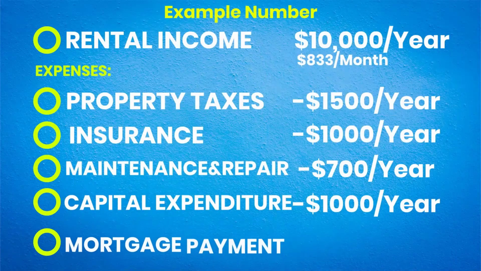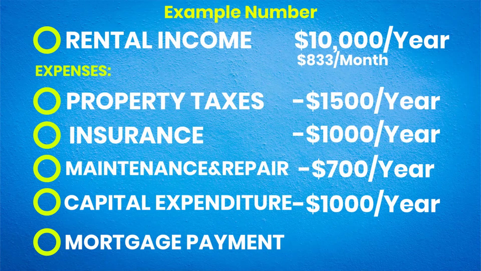All right, and then our last line item here is going to be if we have financing. So if you have a mortgage, you're going to need to subtract the monthly mortgage payment. So at this point, we had $10,000 as our rental income. We had $1,500 for taxes, we had $1,000 for insurance, we had another $700 for maintenance. So we're already taking $3,200 out of that rental income.